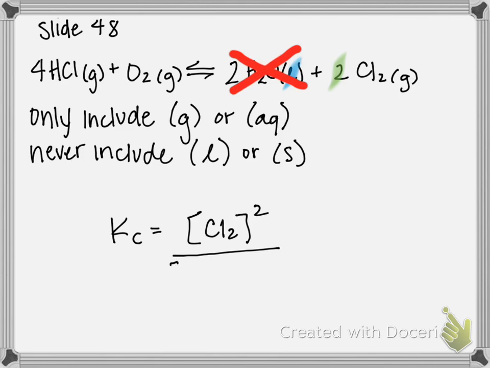So first is going to be HCl, and that's going to be raised to the 4th power because we have a 4 in front of it, and then followed by just oxygen. And that's not raised to any power because we don't have the coefficient out in front. And that is your final answer. Cl2 raised to the 2nd power over HCl to the 4th power times O2. That's your equilibrium expression.